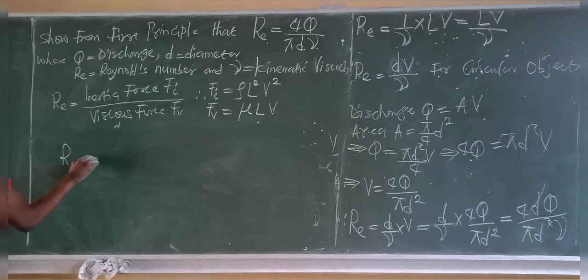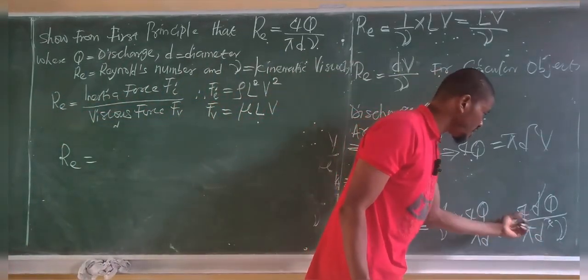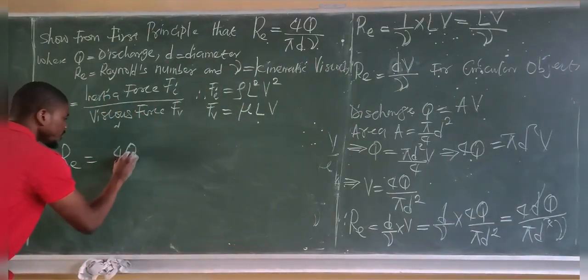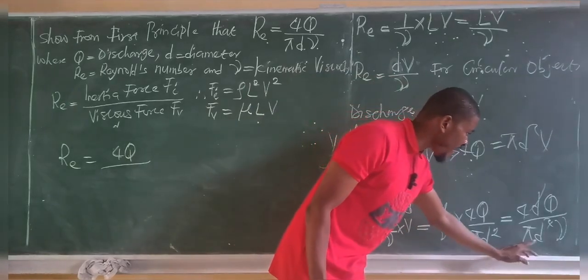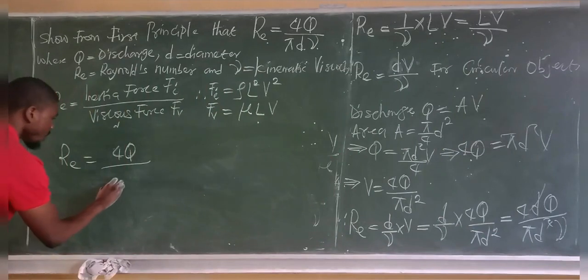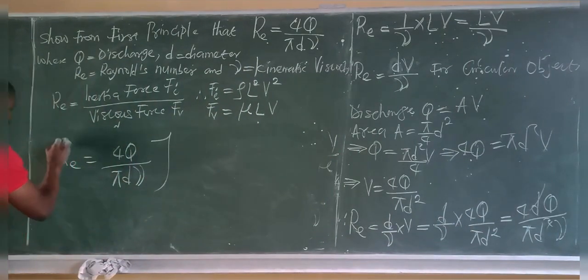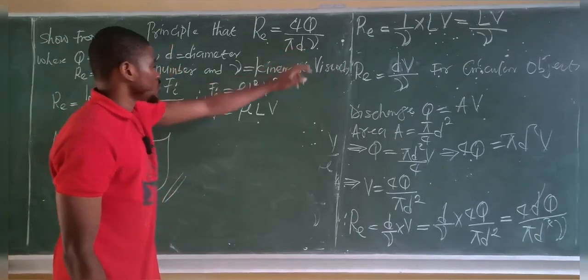So Reynolds number is now equal to, if d strikes out one of the d's, I am left with 4q at the numerator, and at the denominator, I have pi times d. One d remains here times kinematic viscosity. So this becomes pi d times nu. And that becomes the required proof of what we were asked to do, which is this.